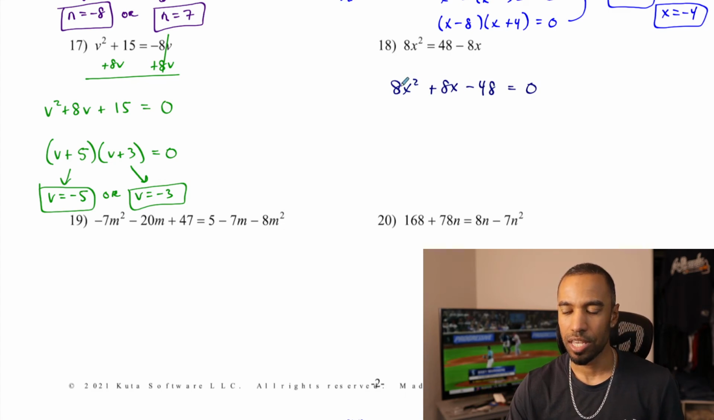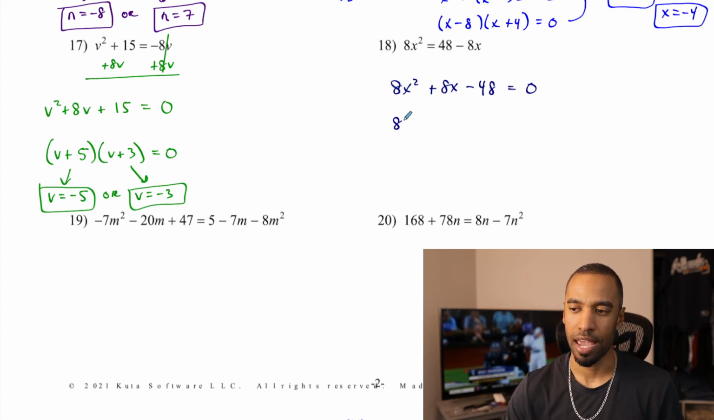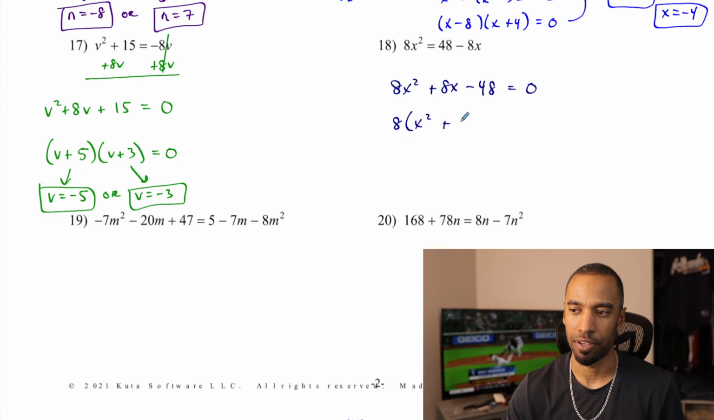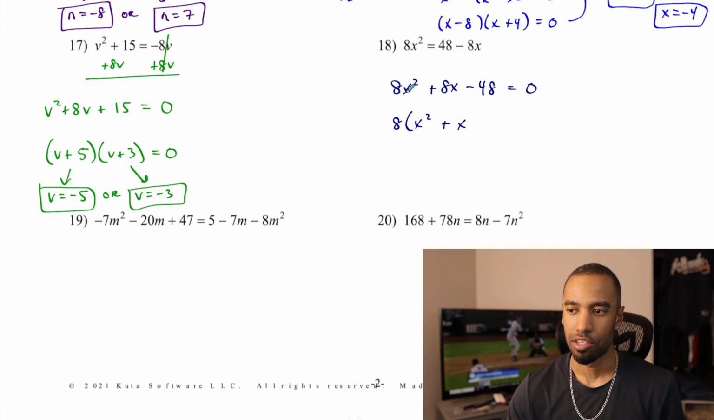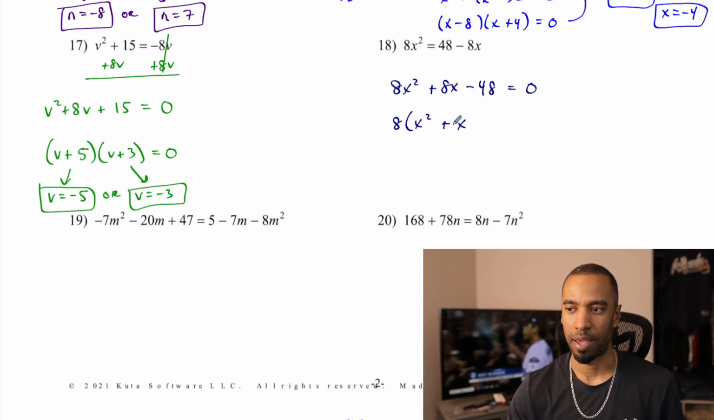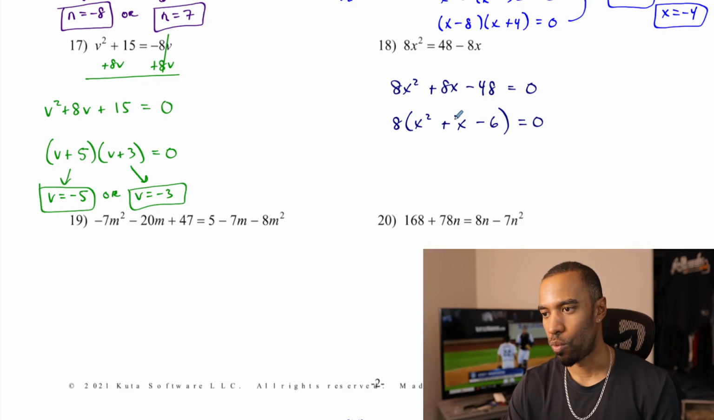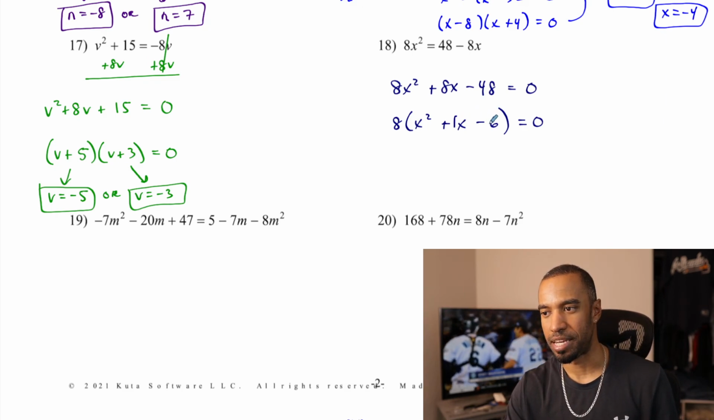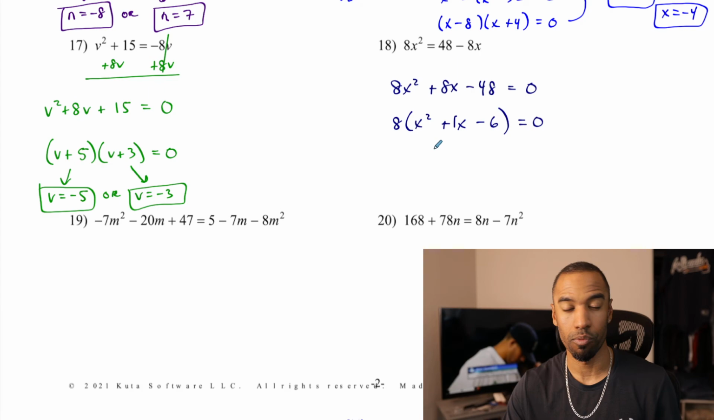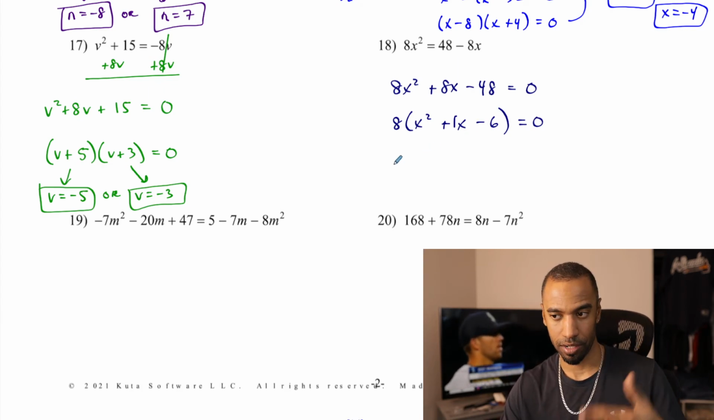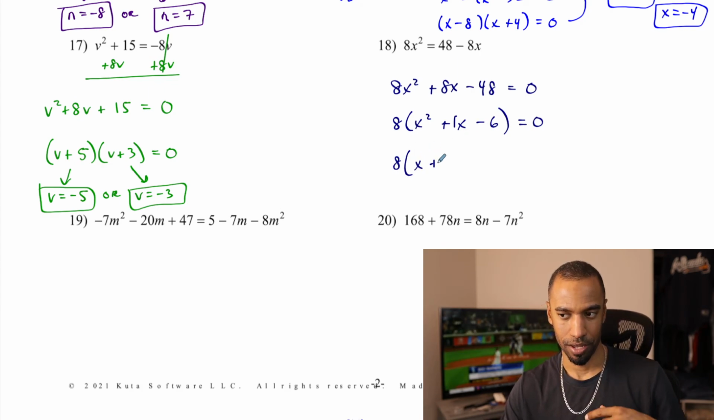Now, I do have it in standard form, but I do have a common factor of 8 that I'd love to pull out of here. 8 divided by 8, you get 1x squared. Divided by 8, you get 1x. Divided by 8, you get negative 6. Remember, this is a 1x right here. What two numbers multiply to make negative 6 and add to make positive 1? Wait for it.